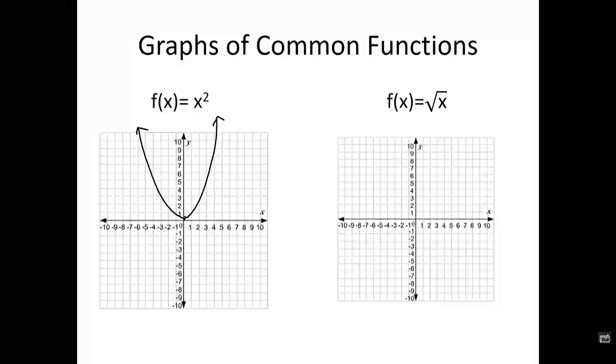The square root function, f of x is equal to the square root of x. The square root of 0 is 0. The square root of 1 is 1. The square root of 4 is 2. The square root of 9 is 3. So the graph of the square root function is going to look like this.